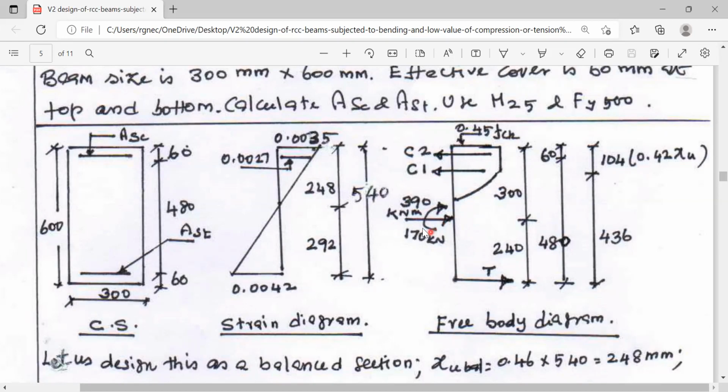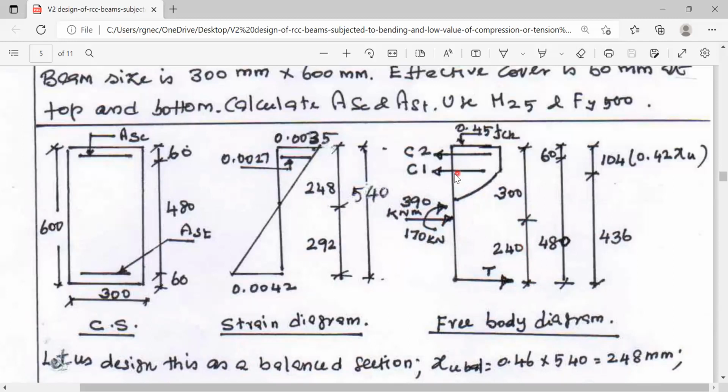The moment of 390 kNm is acting in the clockwise direction, causing compression here. And this is the tension taken by the tension reinforcement. This is the free body diagram. Now let us find out the lever arm for various forces. The 170 kN external compression acts at the mid depth of the section. Therefore, with respect to the tension steel, the arm distance is 248 mm.